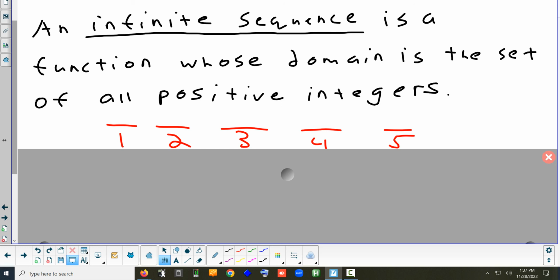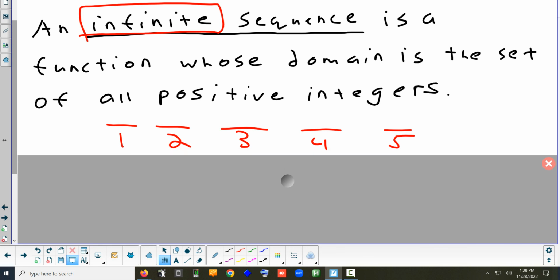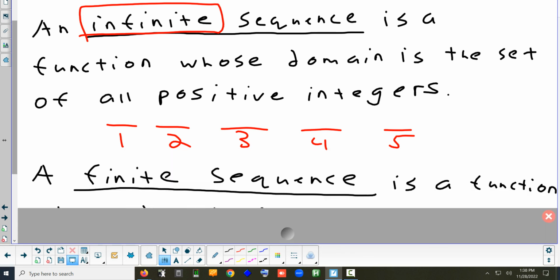Any question on the numbering there? Now, infinite means it goes on forever. Does anybody know what the word we use for it's stopping somewhere? It's part of this word. We just have to remove something, yeah? Finite, yes. Good job. Finite.